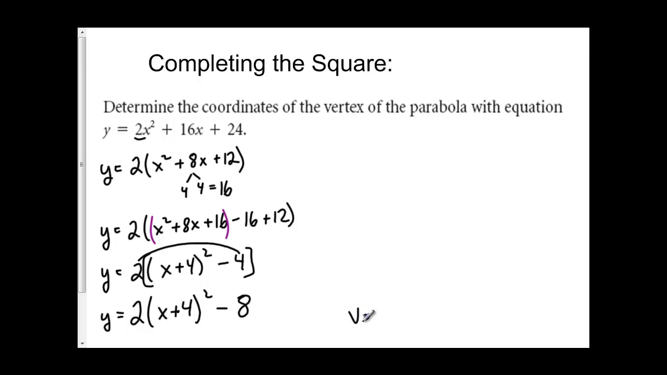If I was asked to find the vertex, I could easily read that off my equation because the x value of the vertex is in the squared term, but remember we have to change the sign, so it becomes negative 4. The y value is the part outside the bracket, so it becomes negative 8.